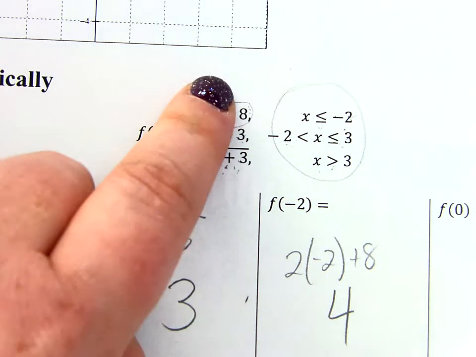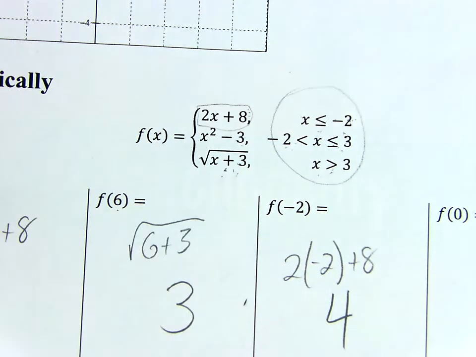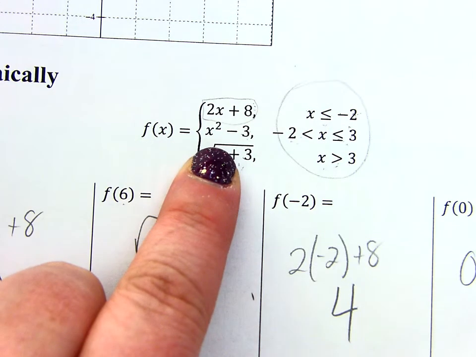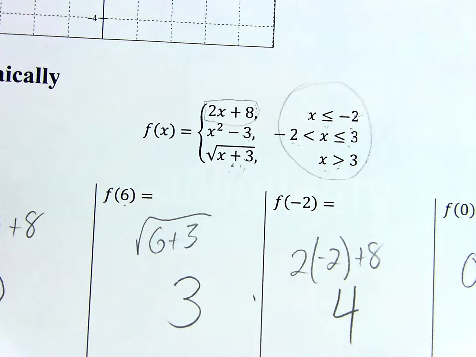So you would never plug the number into all 3 branches. Why are you doing all that work? I have no idea. How about 0? Yeah, 0 is going to fit in the middle. So I'm going to do 0 squared minus 3, which is just negative 3. Does that make sense? You see how we did that?